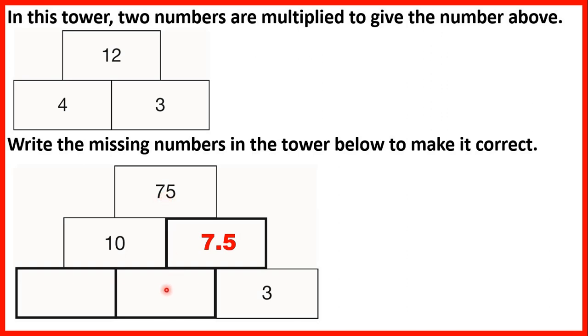Now to find this box here, we have something times 3 is 7.5. Again, it's a missing number multiplication, so we can divide 7.5 by 3 to find our missing number, and that gives us 2.5. Now, something times 2.5 is 10.